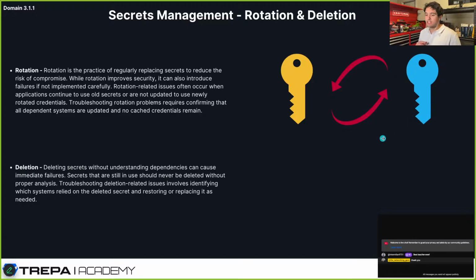Okay, rotation and deletion. So rotation is the practice of regularly replacing secrets to reduce the risk of compromise. While rotation improves security, it can also introduce failures if not implemented carefully. We're just saying here, if you rotate a key, you also have to make sure you make the old one invalid. Then deletion. So deleting secrets without understanding dependencies can cause immediate failures. Secrets that are still in use should never be deleted without proper analysis.